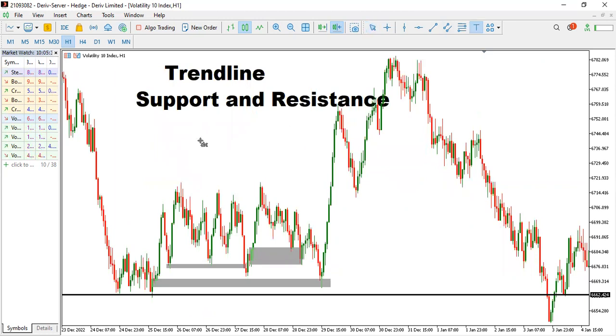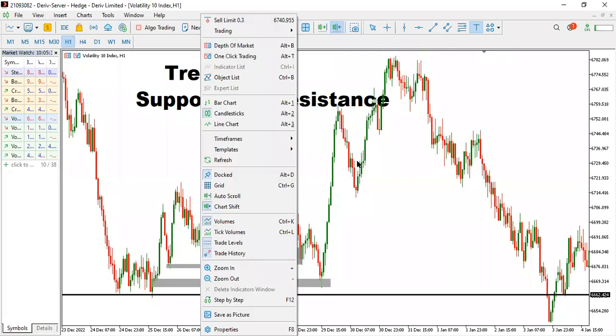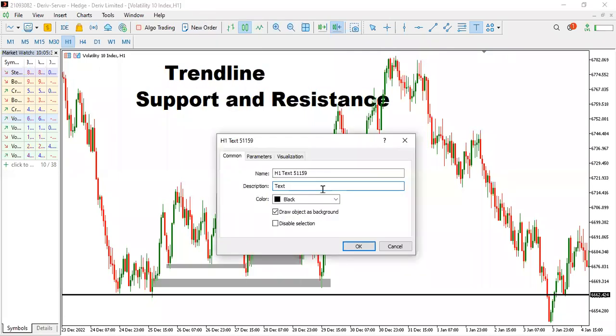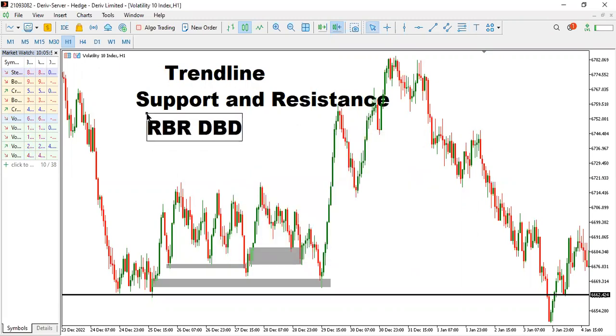I trade patterns in the market. I'm not saying they are 100%, but they are working. Again, remember, rally-base-rally falls under a potential continuation pattern. Drop-base-drop also falls under a potential continuation pattern. Drop-base-drop is going to give you a lot of money in the market.